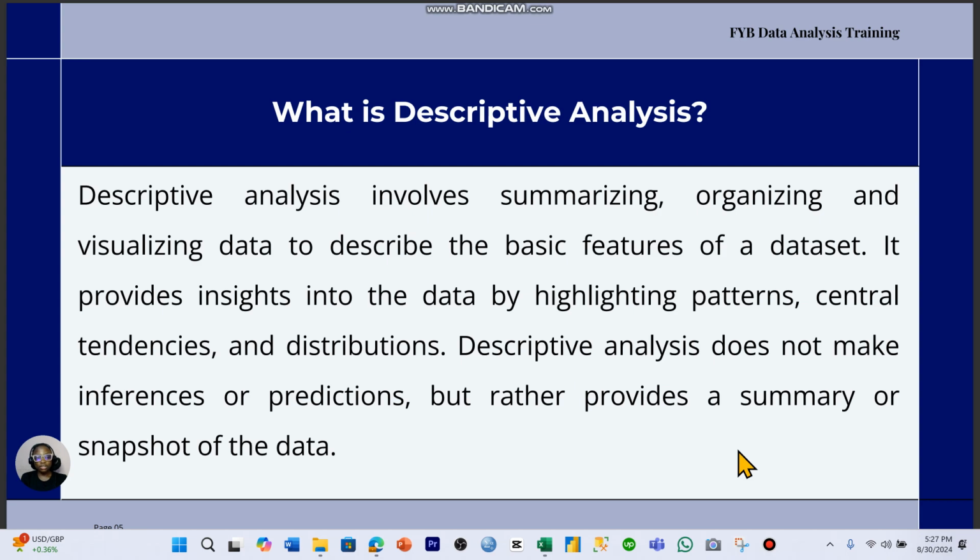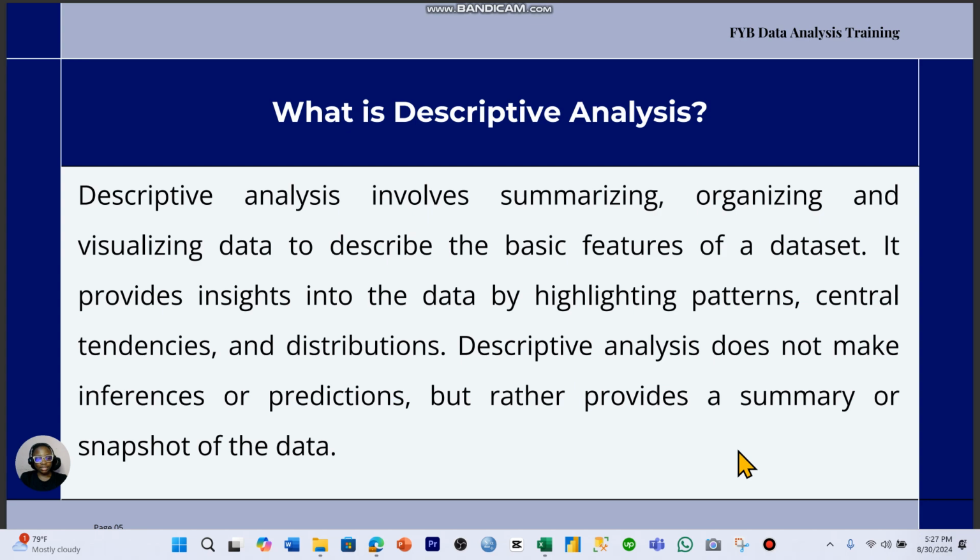Okay, so now when you have a large data set, let's say you collected data from maybe 100 respondents, or even 500 respondents, you cannot present that data that way in your project or in your research. You need to summarize it to make it more concise so that you can present it effectively. This is what descriptive analysis is about. It's about summarizing and organizing your data.